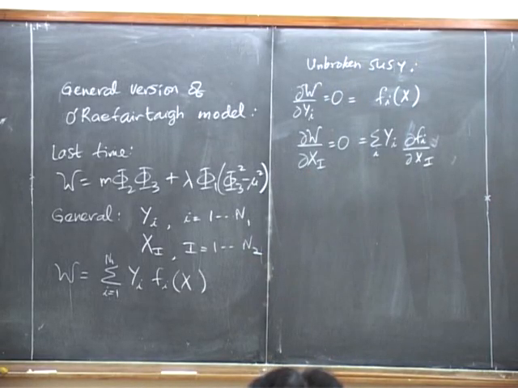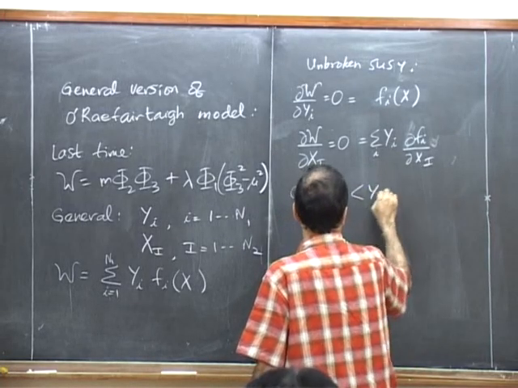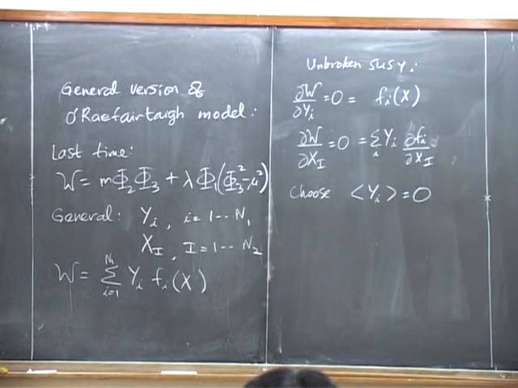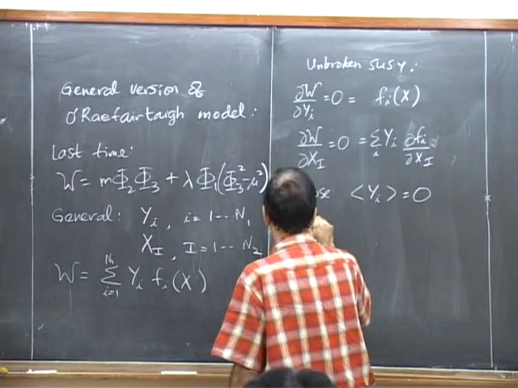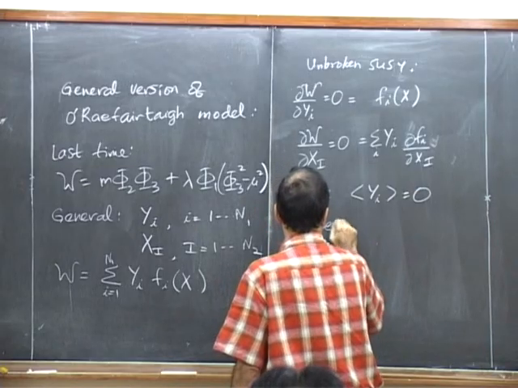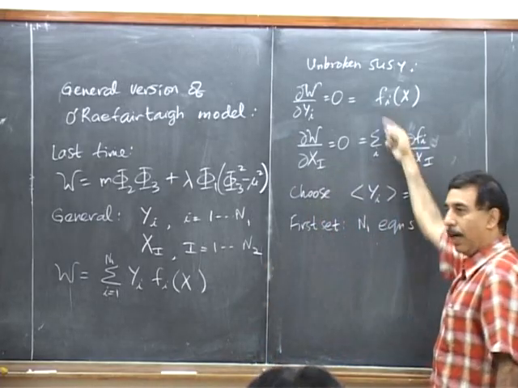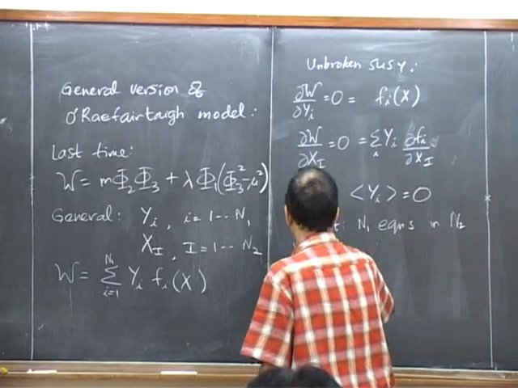Now we see that the second set of equations is very easy to satisfy. Choose all y_i to be 0. That takes care of all these equations. That leaves the first set of equations, but how many are there? The first set are n1 equations, labeled by small i, in n2 variables x_I.